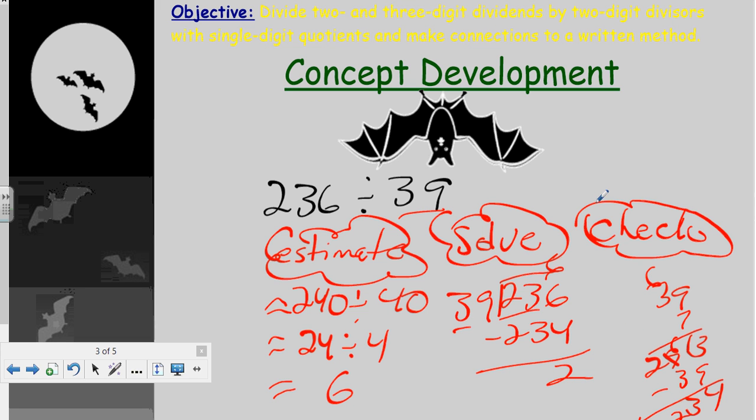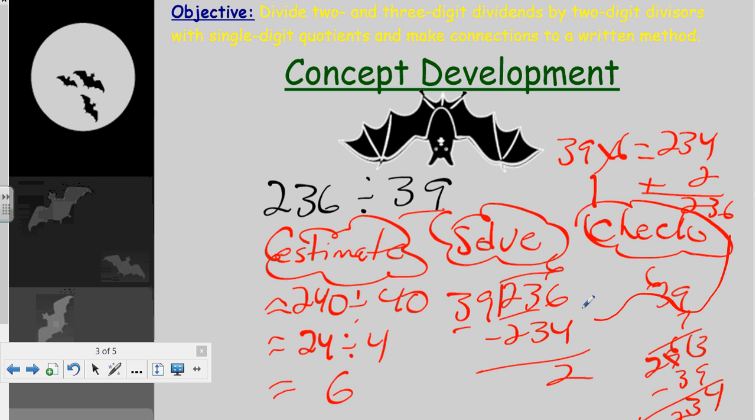Now, of course, the way we can check this is by multiplying that through. And so we would take the 39 times the 6 that we had here, and we actually just did that. 234 plus the 2 gives us 236, and woo! There it is right there. Okay, pretty simple. So the estimated quotient of 6 was right where we needed it to be. Pretty nice.